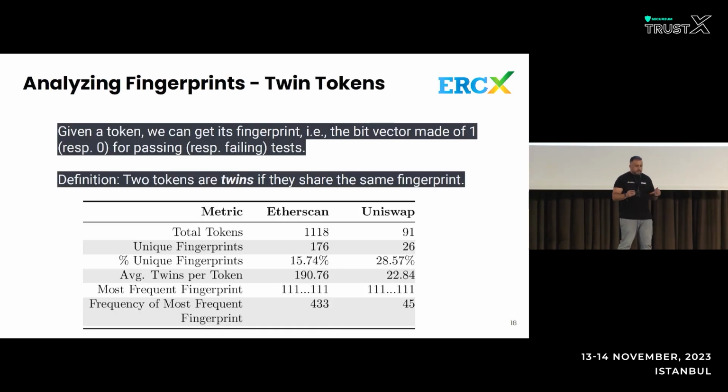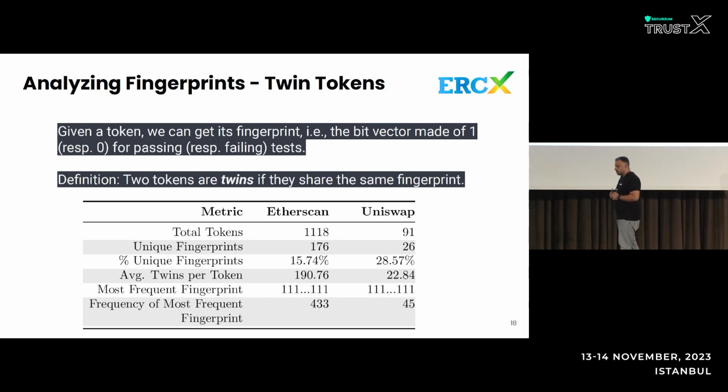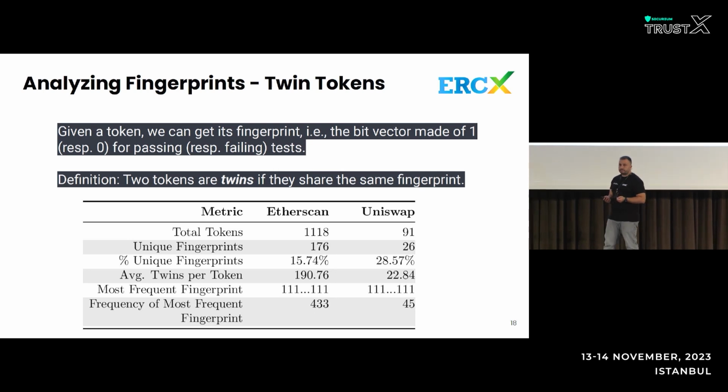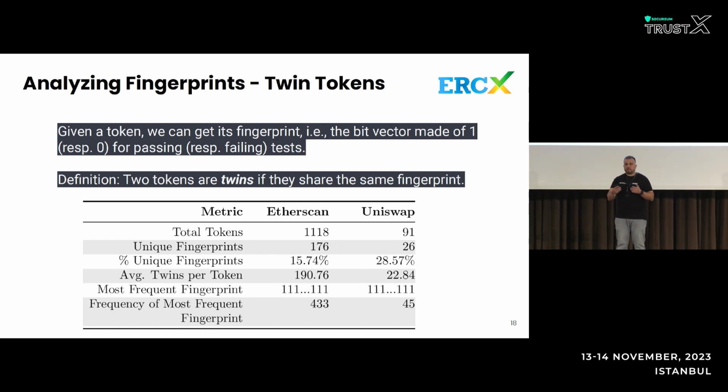So we also looked at the global behavior of the test suite. We wanted to address the popular belief that most of the ERC-20 tokens are duplicates of each other. We addressed this question from a behavioral perspective by computing what we call a fingerprint of a test. The fingerprint of a test is simply the bit vector made of the evaluations of the test. Then we say that two tokens are twins of each other if they share the same fingerprint. In other words, they are behaviorally equivalent according to your test suite.